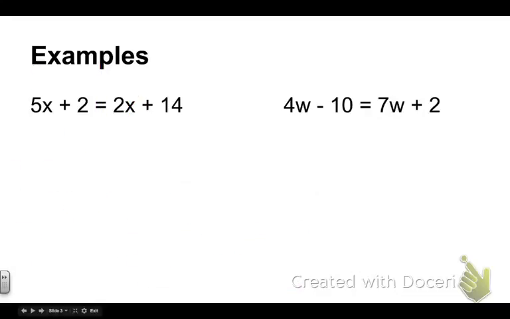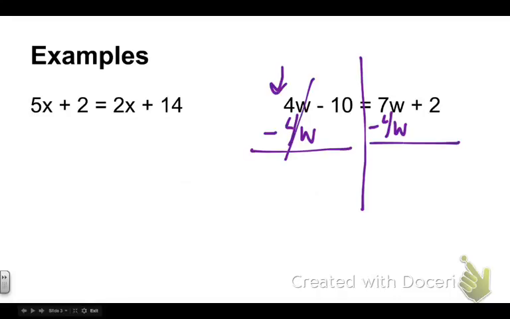All right. Next example. 4w minus 10 equals 7w plus 2. Same thing, get rid of the variables, put them on one side. My trick, get rid of what's smaller. Here, 4w is smaller, so I'm going to subtract. Since it's a positive 4w, we're looking in front of it, not behind it. It's a positive 4w, so I'm going to subtract it. That's going to leave me with, careful, negative 10 is equal to 3w plus 2. And it's a two-step equation.